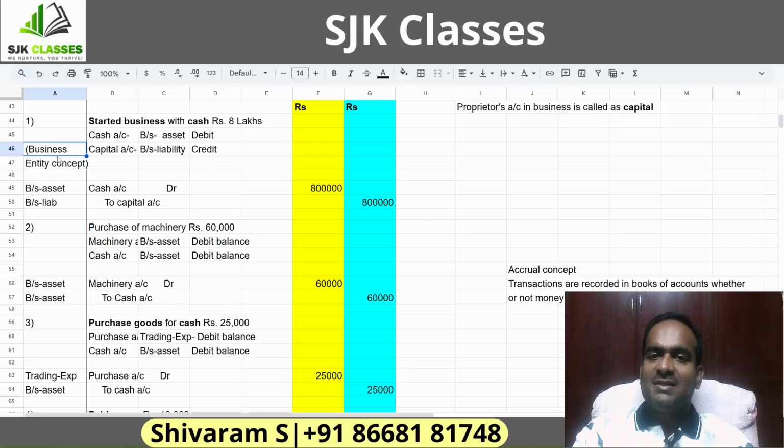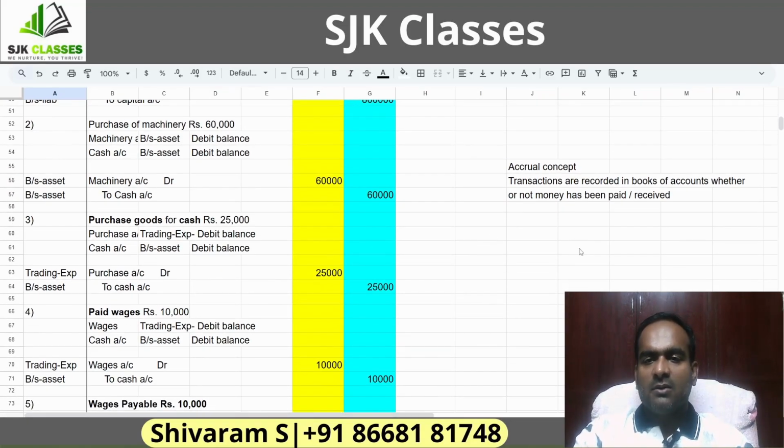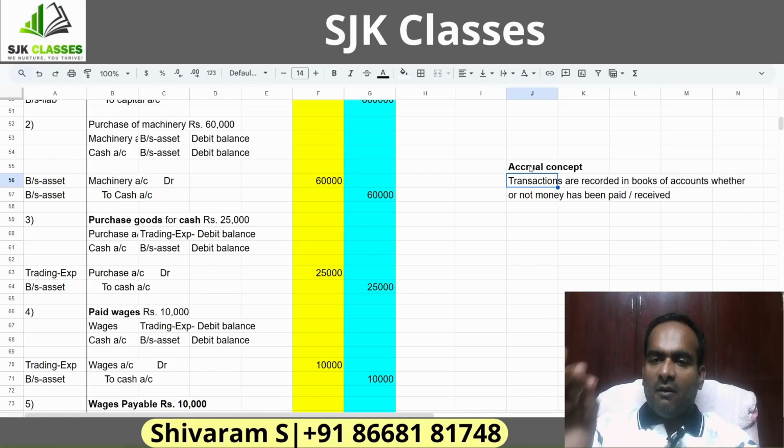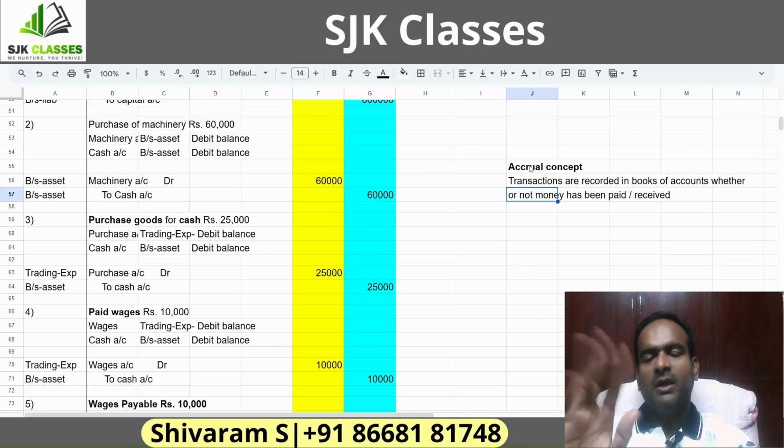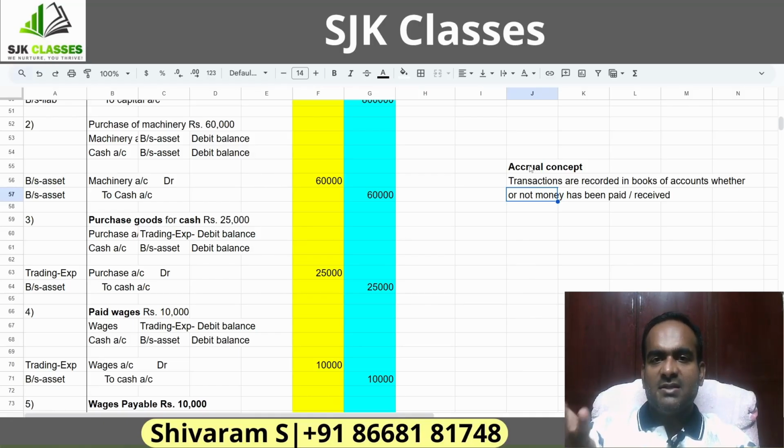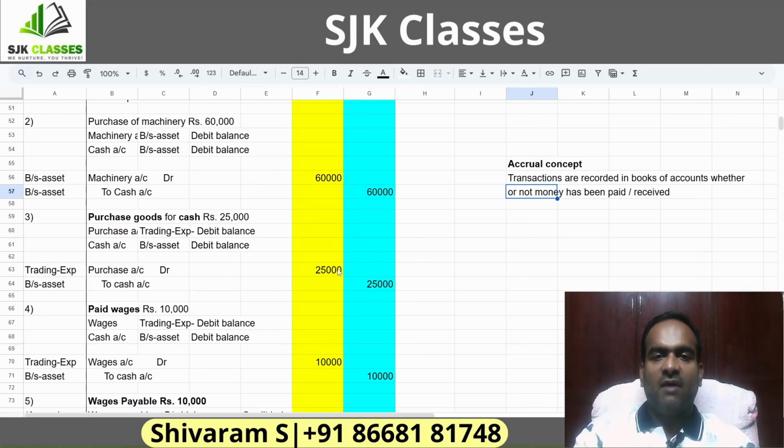Now we are going to look at the second accounting principle, which is called the accrual concept. What is the accrual concept? It says that transactions are recorded in books of accounts whether or not money has been paid or received. What is the meaning? It means that whether you receive the amount or pay the amount is irrelevant for accounting purposes. If a transaction has occurred, in this case, what is the transaction? I have availed the services from laborers. That's a transaction. Since I have availed the services, I have to pay the amount, right? So wages has to be captured now itself. I can't postpone the recognition of expenditure or income just because I haven't paid or received the amount. So receipt and payment is irrelevant from an accounting perspective.